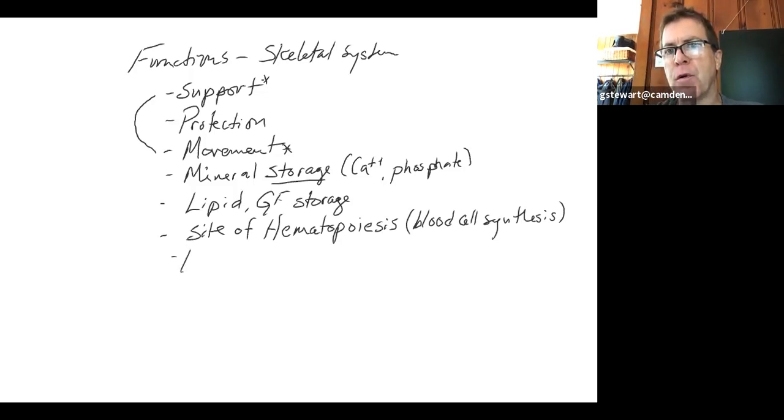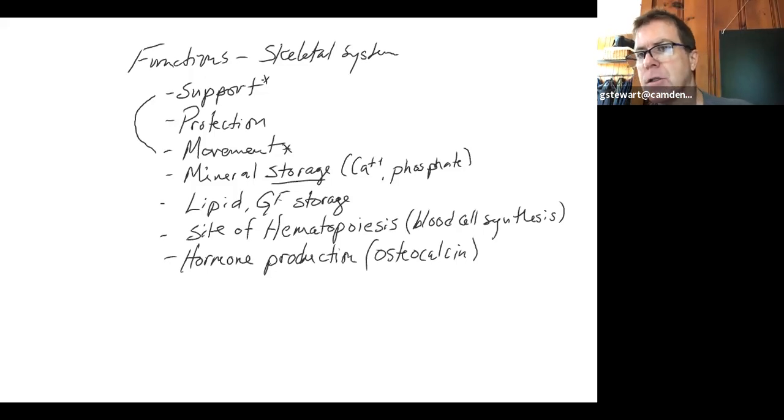Finally, hormone production. There is a hormone specifically called osteocalcin that helps regulate insulin secretion from the pancreas. So osteocalcin helps regulate blood sugar levels, as well as participating in bone formation. So that's a short list. It seems long to you, but it's actually a short list of the functions of the skeletal system.